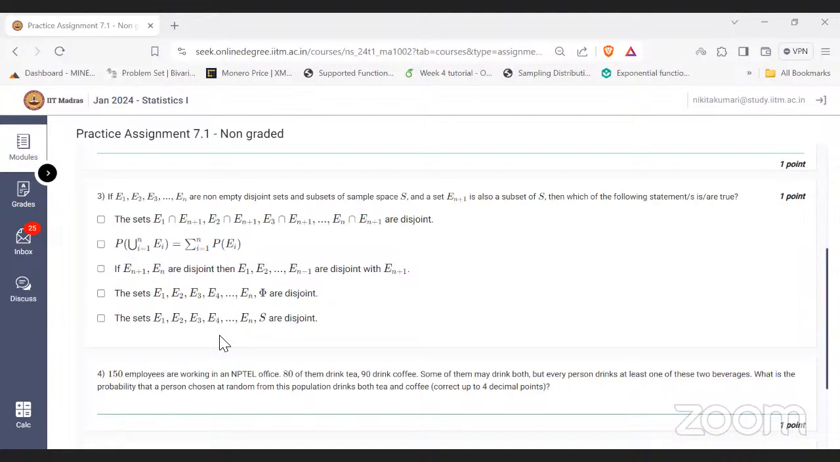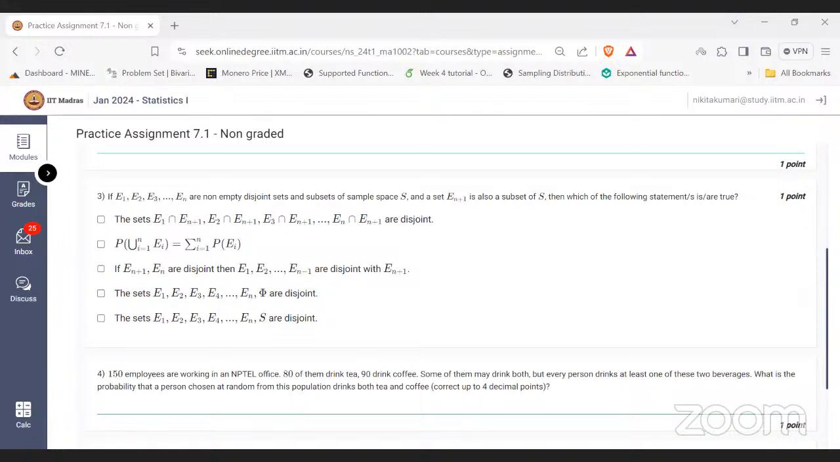So, first of all, you are given that all these Eis are disjoint, right? So if you take the intersection of all these events, that should give you the empty set. Now, each of these events, so let's say we look at option A, E1 intersection with En plus 1 and E2 intersection with En plus 1, and so on till En intersection with En plus 1.